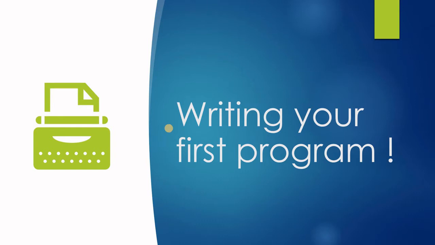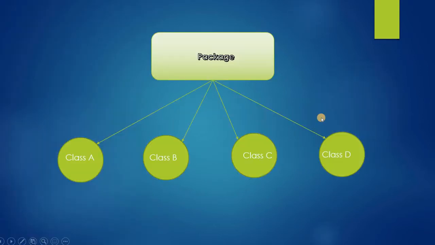This is Sanchita and today we will start writing our first program in Java. But before we move on to the IDE, let us first understand how the code is being written in an IDE. So we first need to create a package, and then inside the package we create different classes. For example, here I have created class A, B, C and D, and you can create n number of classes in a package. And then inside each class we are required to write our code.